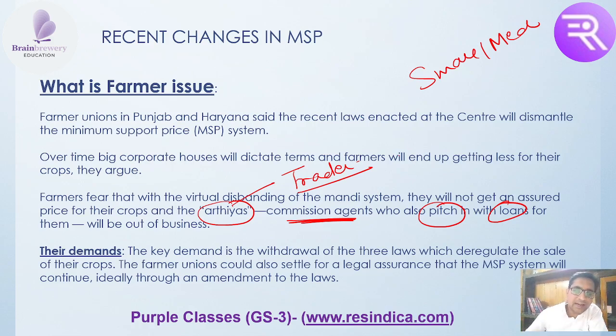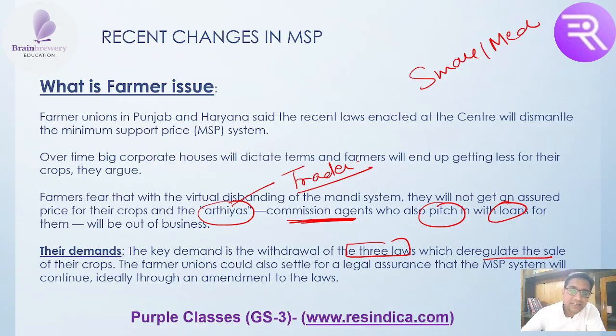So they are demanding that you should withdraw these three laws which deregulate the sale of their crop. That means they are saying, okay, you can sell in the Mandi and you can also sell in the open market, but the farmers are asking that you should remove this law which is deregulating the sale of their crop. The crop should be regulated by the farmer.